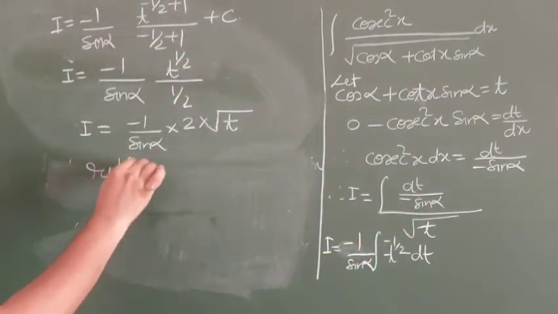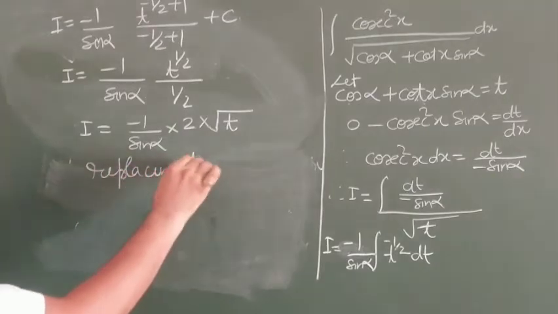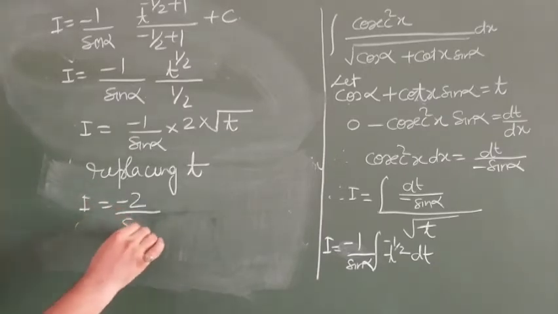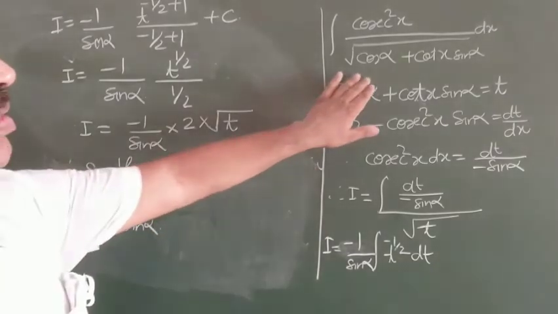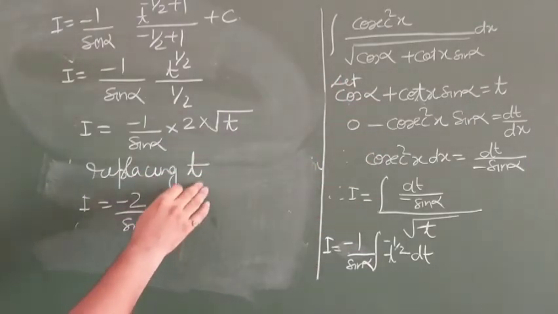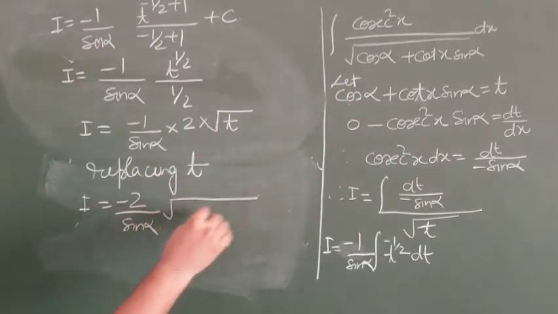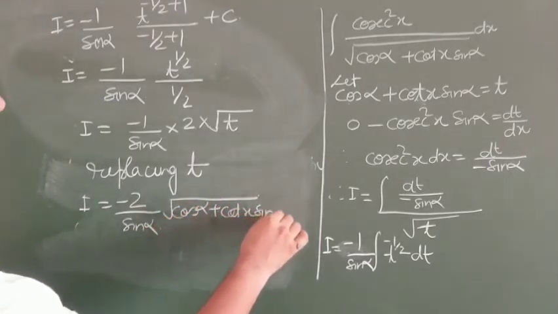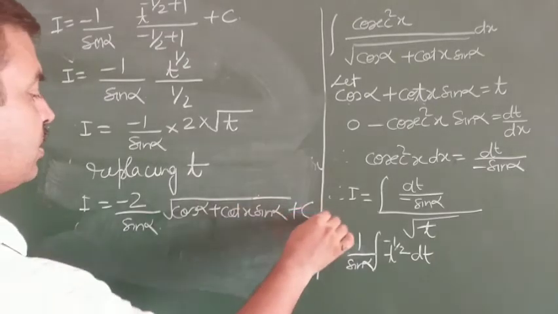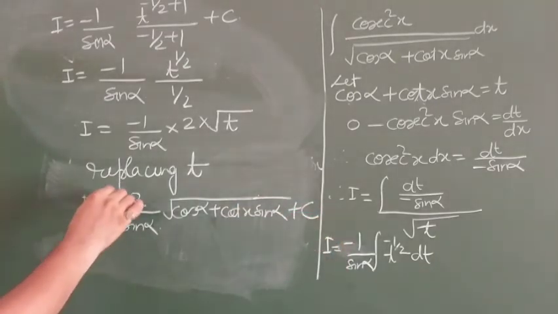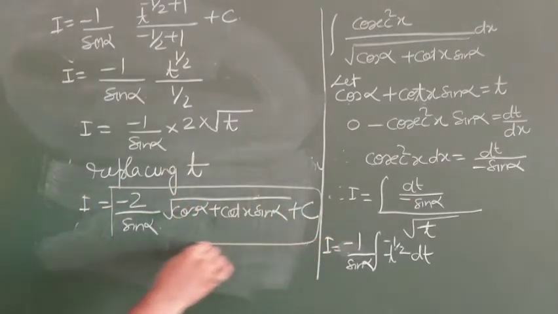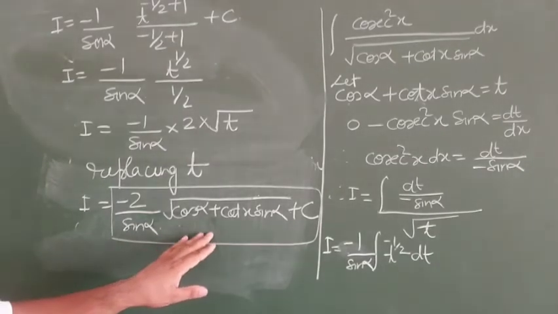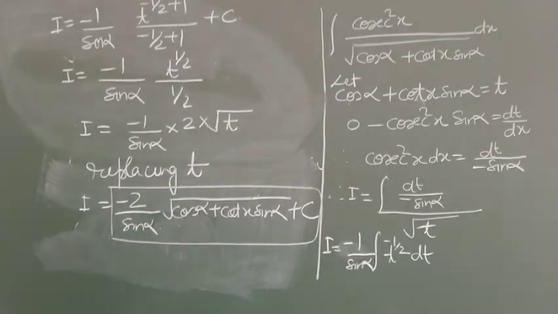Replacing t, in place of t we can write this: root of cos alpha plus cot x sin alpha, plus c. Okay students, this is the answer. If you want to write here the value from the question, it will also be correct.